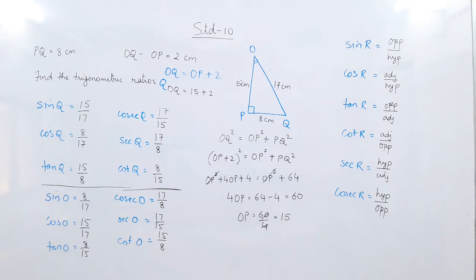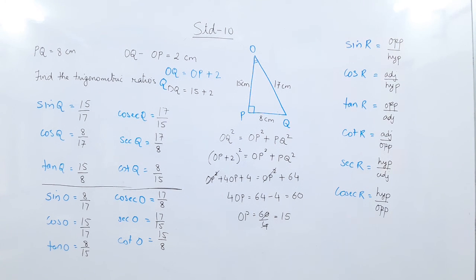So here we were given what data? One side was given and the difference of two sides was given. So based on the difference, we have done the sum, found the three sides and the ratios. Let us see one more example.